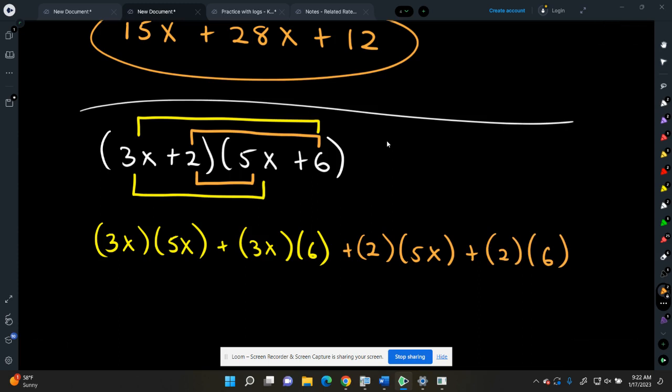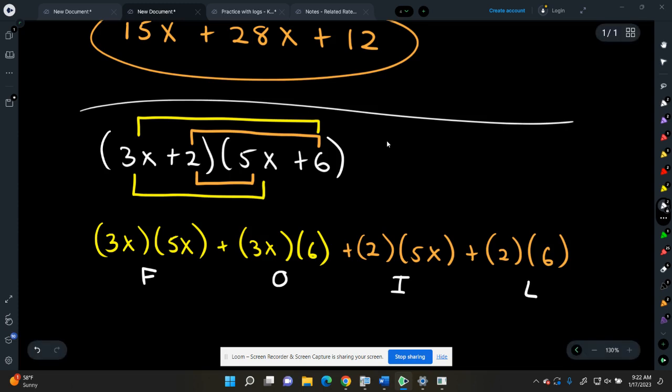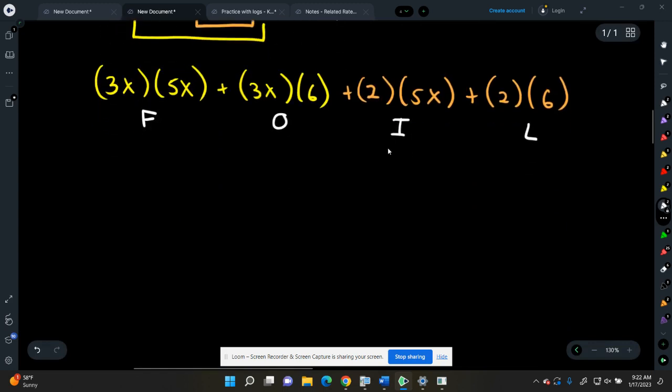Well, if you notice, 3x times 5x, those are the first terms. So there's my first. 3x times 6, that's the outer terms. The 2 times 5x is the inner. And the 2 times 6 is the last. So FOILing is simply distributing. It's just a way to remember how to distribute. Okay? Okay, let's have you try one by yourself.